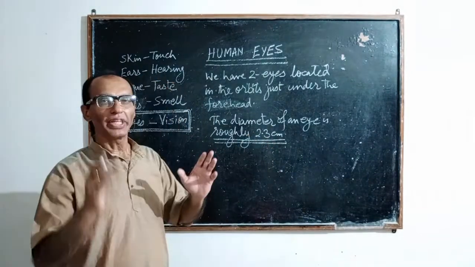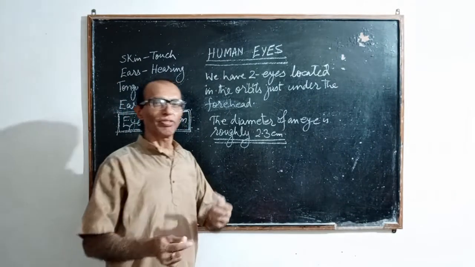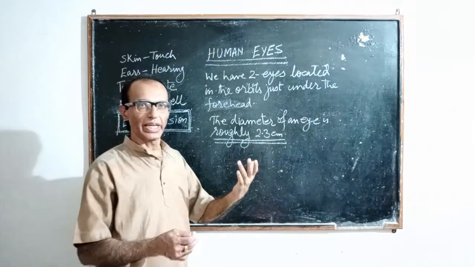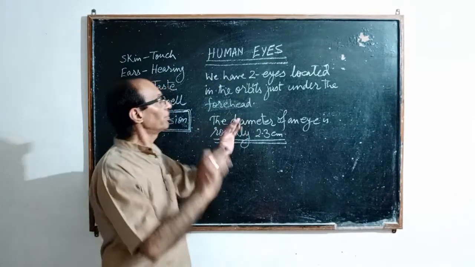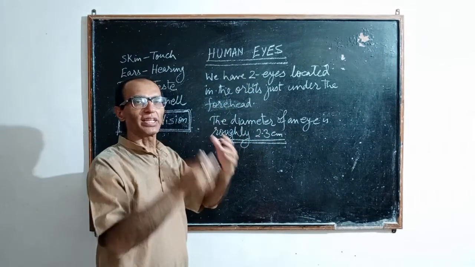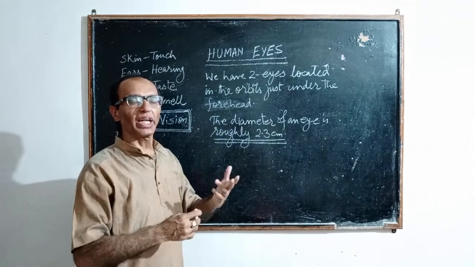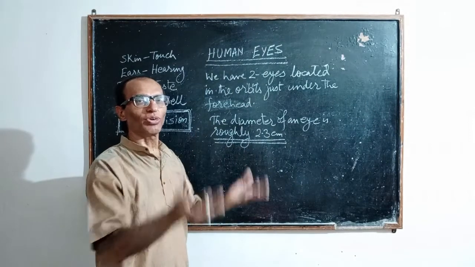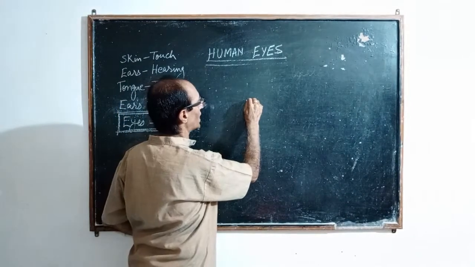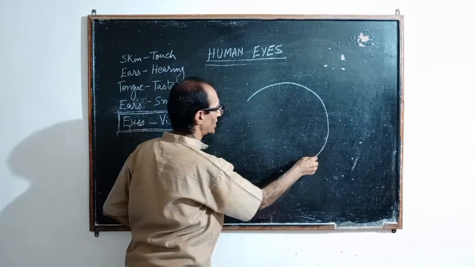Mind it that when we are looking into someone's eyes, we look at just 1/3 of the eye. 2/3 of the eye remains within this orbit, hidden. What we see is just 1/3 of that eye. Now, how exactly is the structure of eye? We find this eye is a spherical structure.